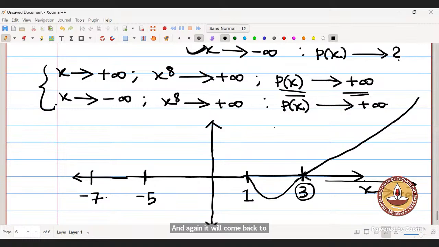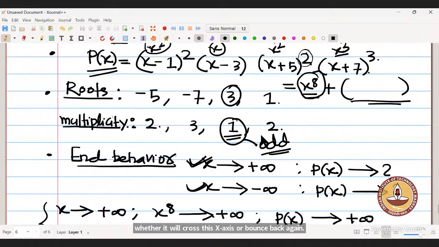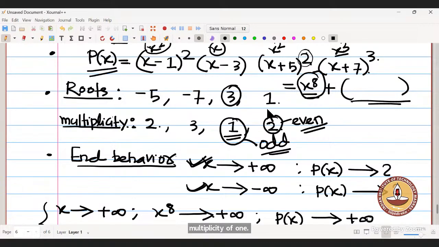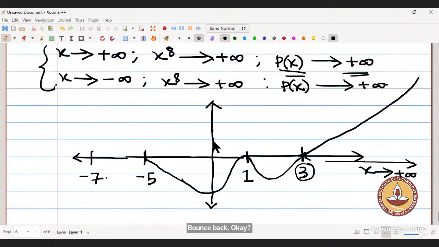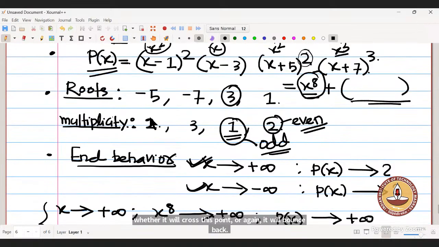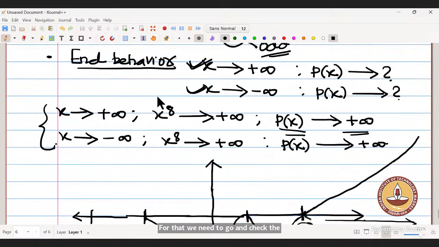Again, to decide whether it will cross the x-axis or bounce back, we have to check the multiplicity of 1. The multiplicity of 1 is 2, which is even. Since this is even, it will bounce back, and again it will go to -5. The same thing arises here: whether it will cross this point or bounce back, for that we need to check the multiplicity of -5, which is again even.